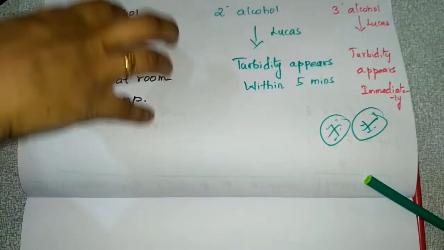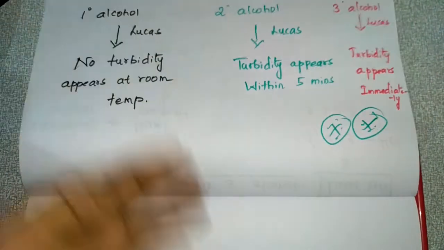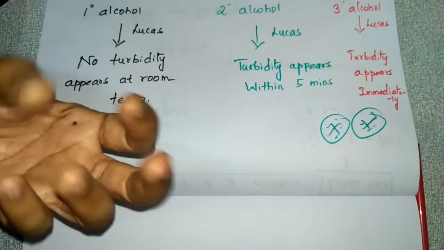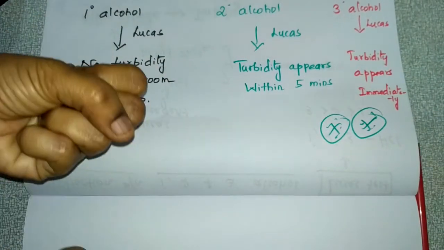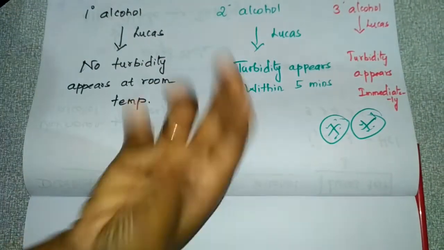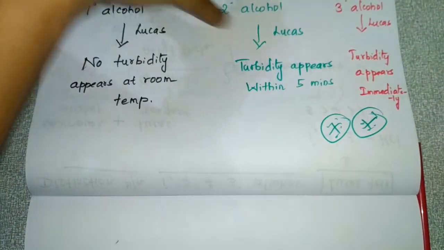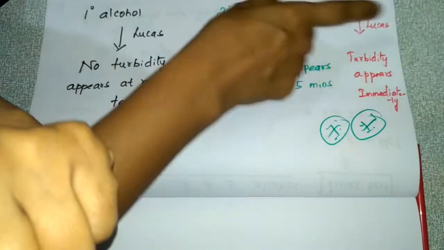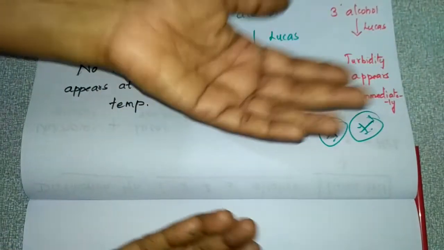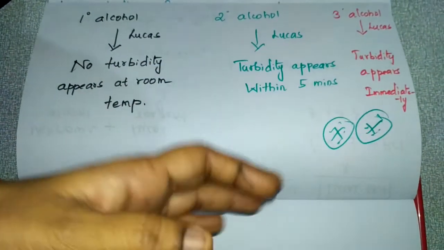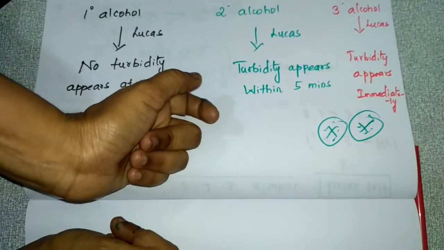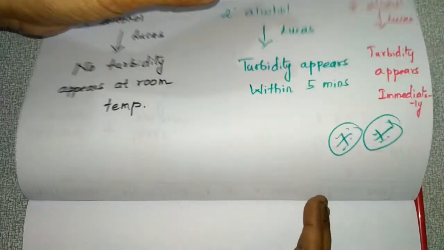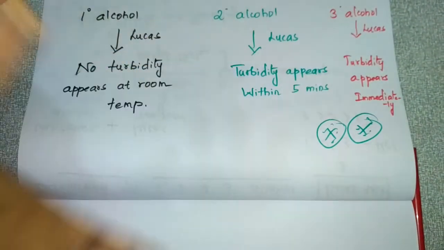If you add it to primary alcohol, you won't get any turbidity at room temperature. Can you understand what is meant by turbidity? Some cloudiness. If you add Lucas reagent to secondary alcohol, turbidity appears within 5 minutes. If you add Lucas reagent to tertiary alcohol, the turbidity appears immediately. So this is how you can differentiate primary, secondary and tertiary alcohol. So this is what we had about alcohols.